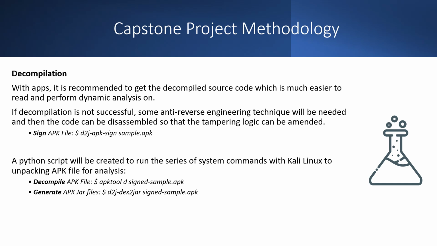Decompilation. With apps, it is recommended to get the decompiled source code, which is much easier to read and perform dynamic analysis on. If the decompilation is not successful, some anti-reverse engineering techniques will be needed, and this code can be disassembled so that the tampering logic can be amended. A Python script I will be developing will run a series of system commands with Kali Linux to unpack the APK file for analysis. This will include decompilation and generating the jar files for analysis.